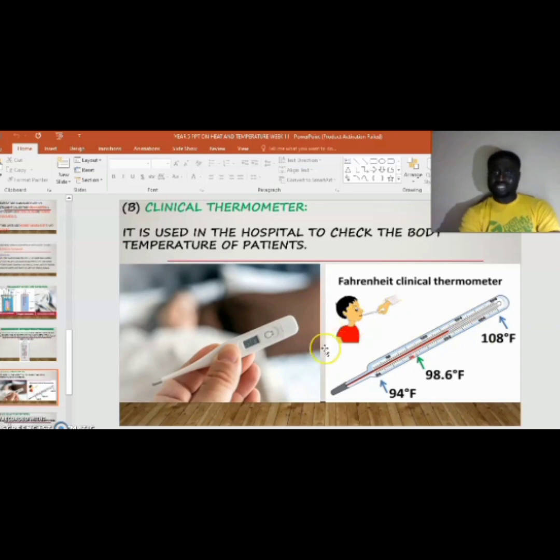Though medical practice is gradually moving away from the use of these thermometers because even though they are being disinfected before usage, they are trying as much as possible to avoid direct contact of instruments with patients because of some infectious or transmissible diseases, as the case may be.